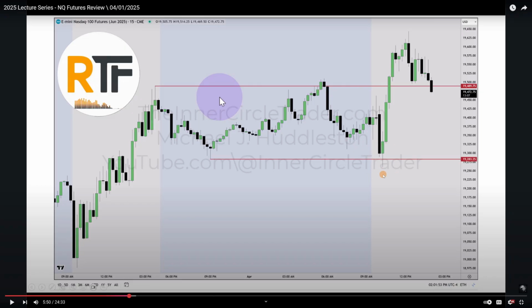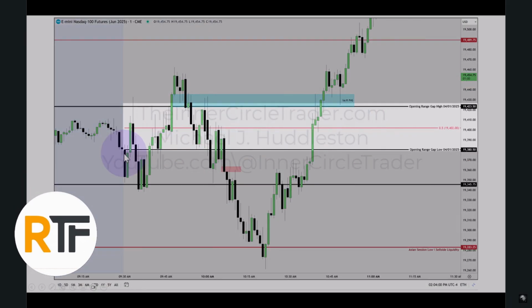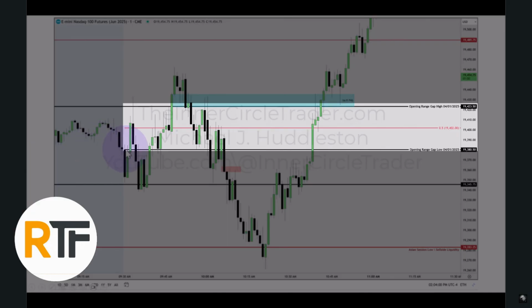So let's go into the 1 minute chart. You can see here at 9:30, electronic trading hours shifts to regular trading hours.